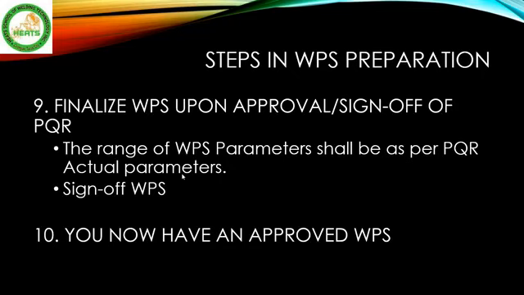By the way, the range of WPS parameters shall be as per the PQR actual parameters. And then you sign off the PQR and WPS. So once the PQR and WPS are signed off and approved by the approving authority and you, of course, you now have an approved WPS. So that is the only time that you will have your approved WPS, which you can use in your welding production. Right?